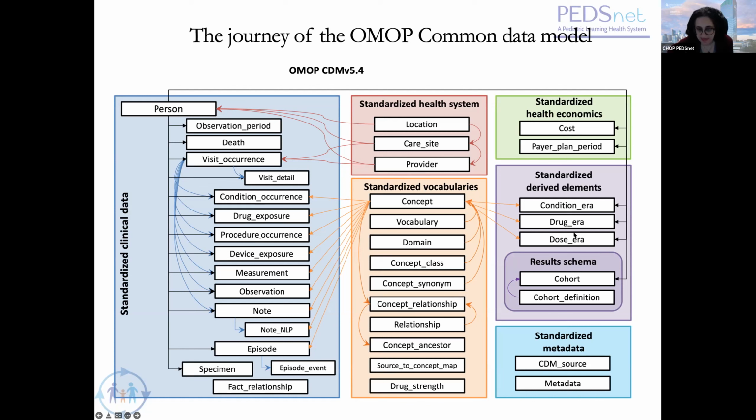And then these tables are more metadata around, for example, condition era, eras of diagnoses, and drug era, which is how long a person was on a particular drug. So this is derived from the tables, for example, the drug table or the condition table.